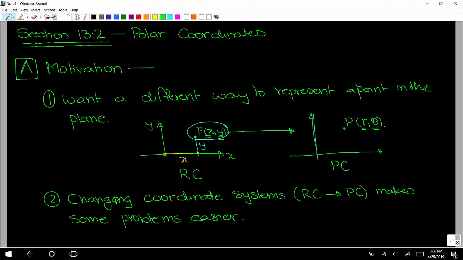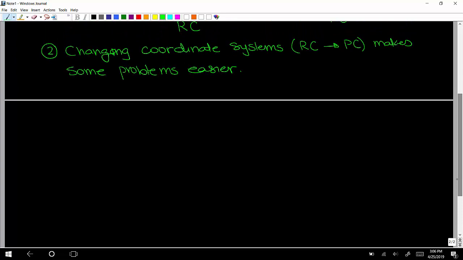So our two motivations are, one, we just want to have a different way to write a point in the plane, just a different representation. Instead of using two distances, we want to use a distance and an angle. The second motivation is some problems are much easier to do in polar coordinates, in a different coordinate system, than in rectangular coordinates. And let me show that to you by doing an example.